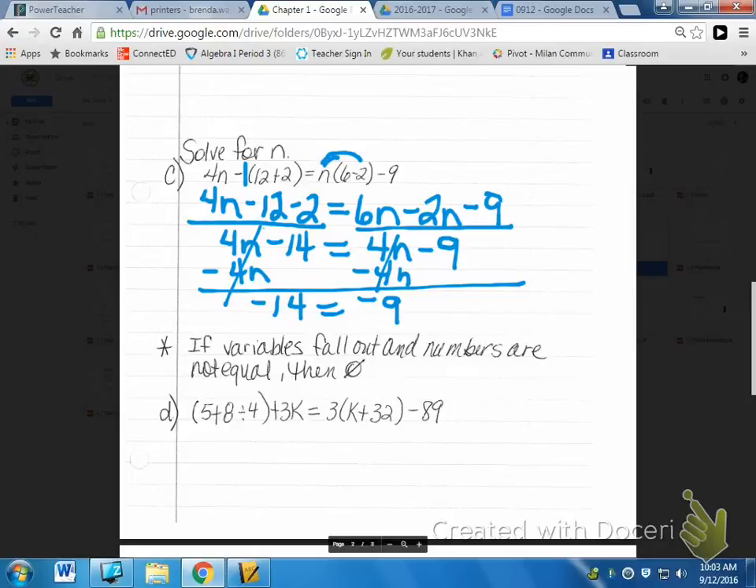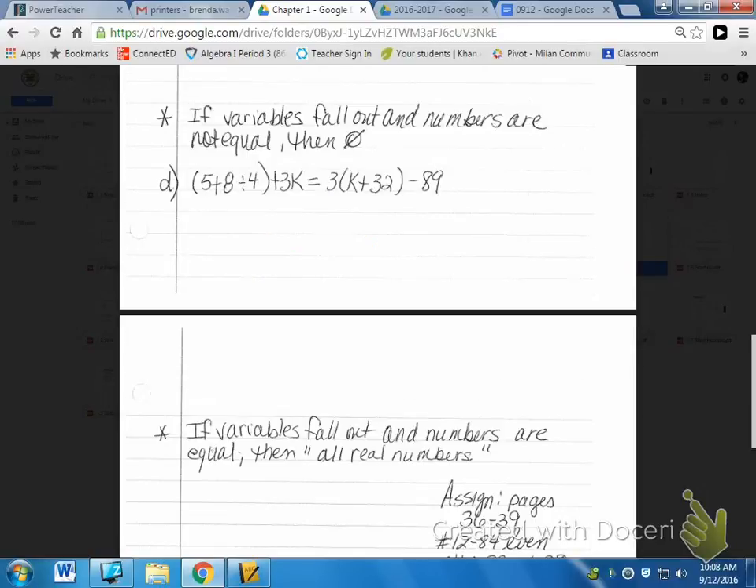No. So read this right here, Ben. Read this out loud that I'm highlighting. If variables fall out and numbers are not equal, then not possible, or you write empty set. Empty set. If the variables fall out and it's not equal, then you put empty set. Okay, questions about that? All right, so again at the top, if the variables fall out and the numbers are not equal, then it was empty set. Now we're going to do one last example.